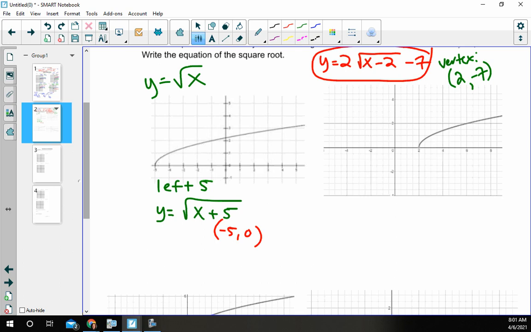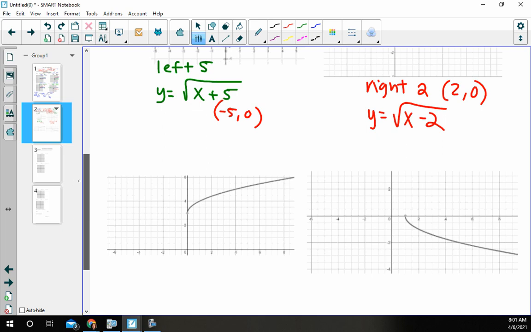Okay, let's do it. So this one's right 2, or his vertex is at 2, 0. So it should be like this. Okay, this one we went up 3, or I could say his vertex is at 0, 3. So when I plug it in, there is nothing in there for the h value. The k value is a positive 3.